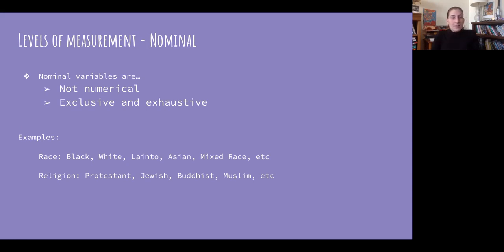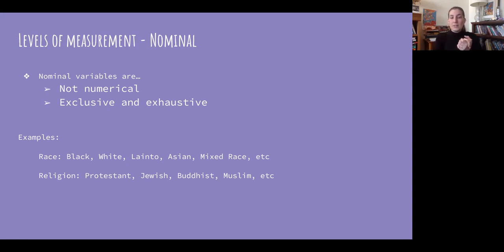Okay, in the examples on the screen, you see also race is typically a nominal variable. That's something like Black, white, Latino, Asian, mixed race, etc. Even if you have different categories than that, you can't quantify them, you can't rank them, you can't line them up from lowest to highest, and you can't quantify the difference between one or the other.